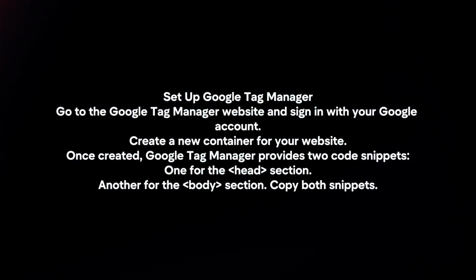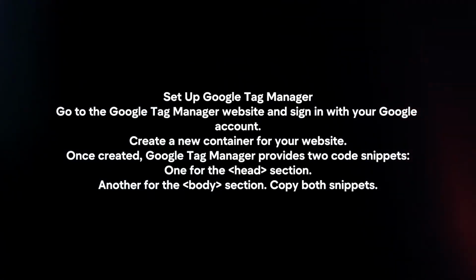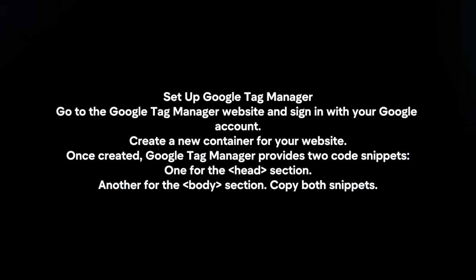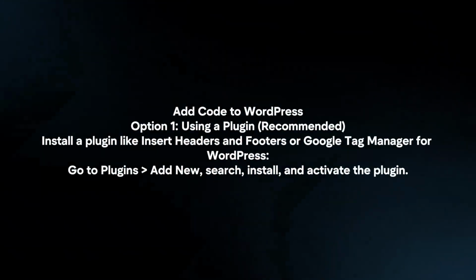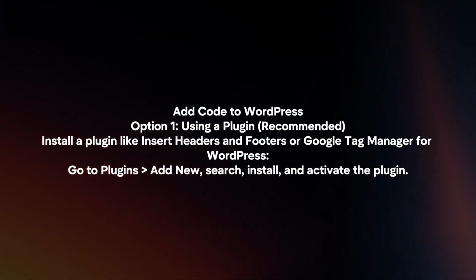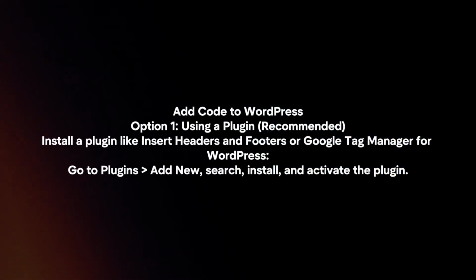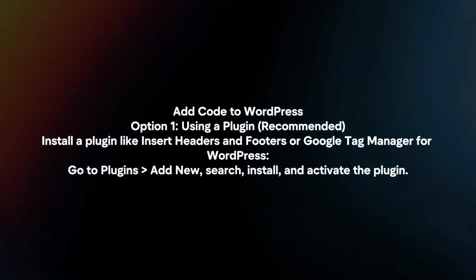Once created, Google Tag Manager provides two code snippets, one for the head section, another one for the body section. Copy both snippets. Add code to WordPress using a plugin. Install a plugin like Insert Headers and Footers or Google Tag Manager for WordPress. Go to Plugins, Add New, search, install and activate the plugin.